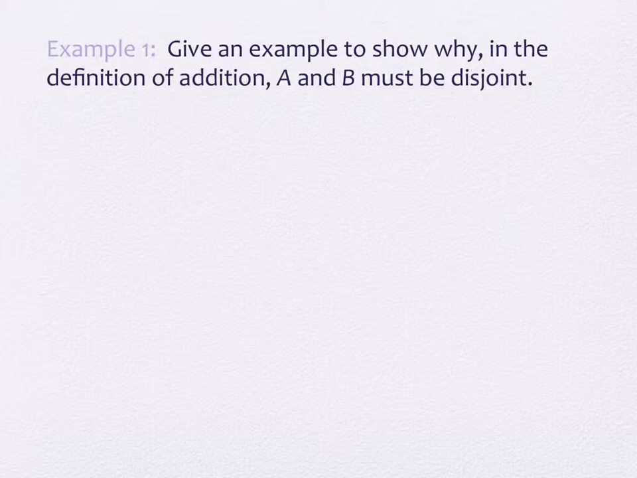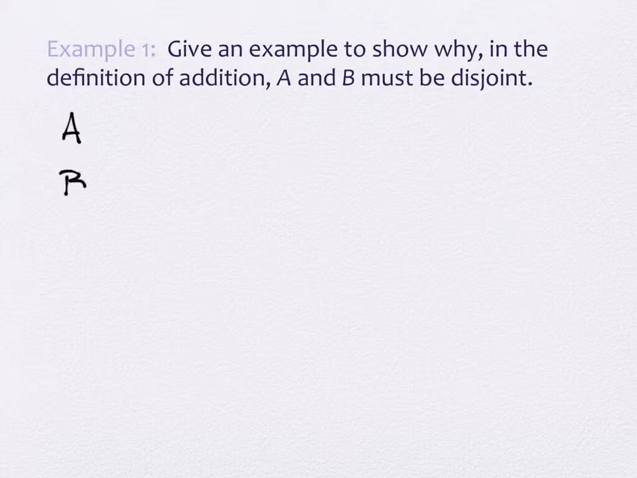It wants us to give an example to show why in the definition A and B must be disjoint. Why does that actually have to be the case? So in particular, how do we do that? Well, we create something that's not disjoint and show that it doesn't actually work with our definition. So we're going to create A and B.